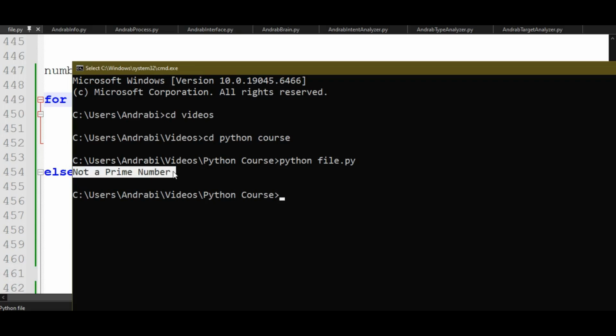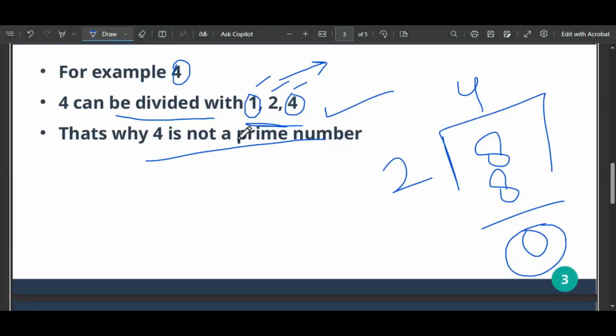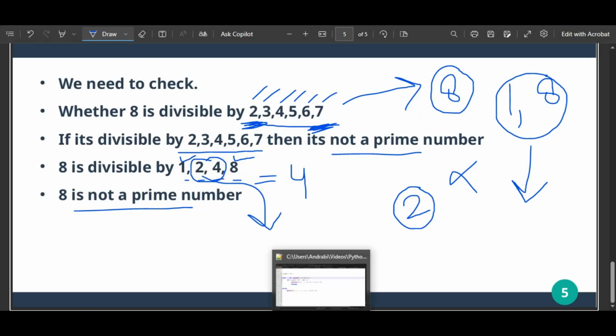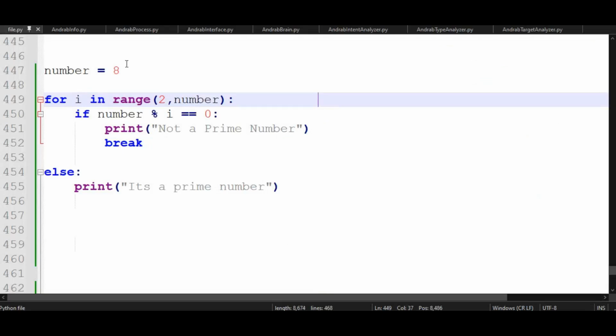See, it says not a prime number because 8 is not a prime number. Why is it not a prime number? Because there are four factors of 8, that is 1, 2, 4 and 8. And we got the condition already satisfied in this case. So that's why 8 is not a prime number.